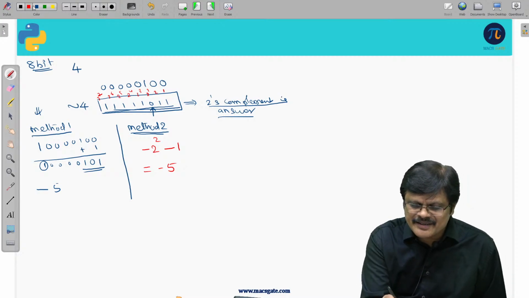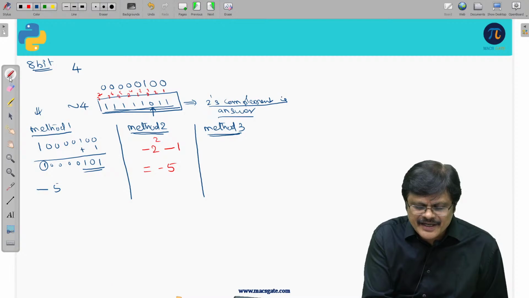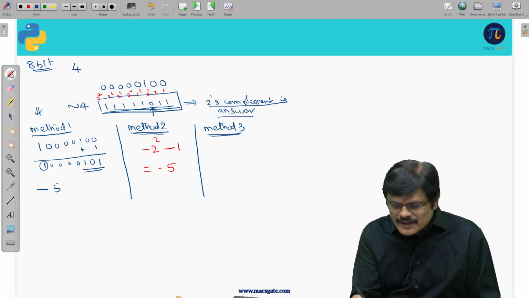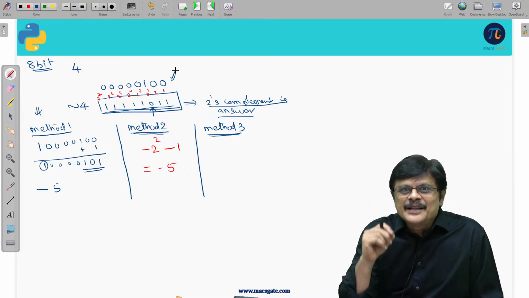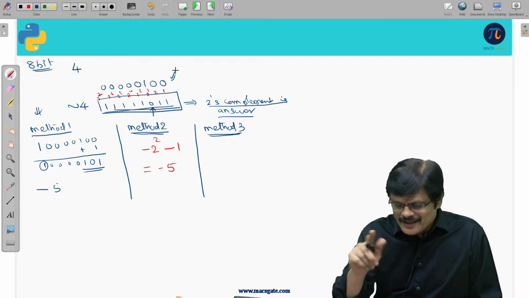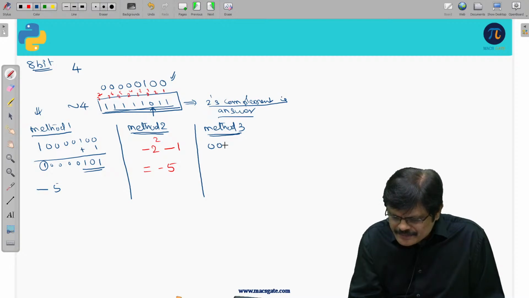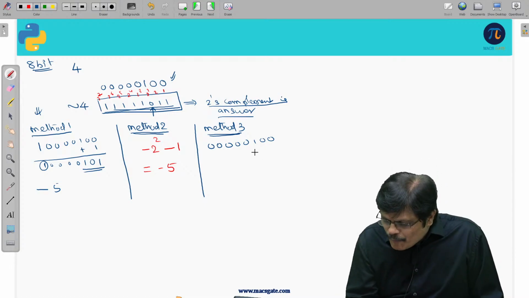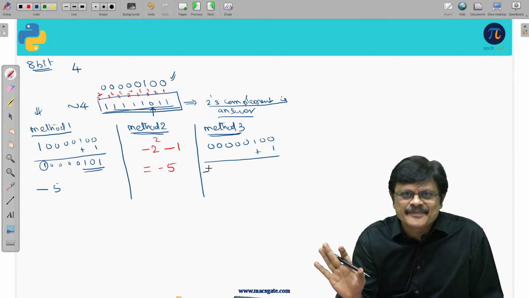Now let us see method 3. See, in method 3, we directly take the given number, that is 0, 0, 0, 0, 0, 1, 0, 0. What you do is you just add 1, and whatever answer you get, for that you take a minus.